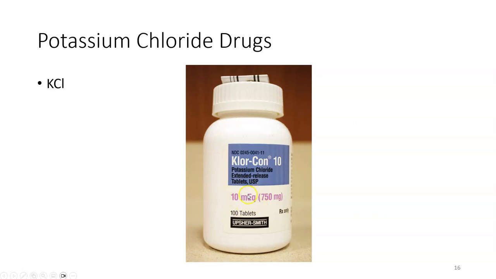So if you remember way back when we first started learning about pharmacology and I talked about the different units, I think that was chapter 3, milliequivalent. Now on your labels, it will often tell you the equivalent dose in milligrams. This is an extended release formulation.